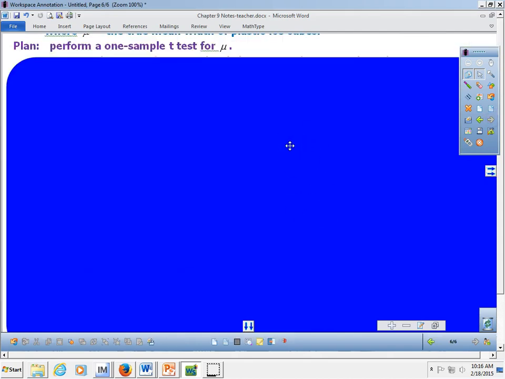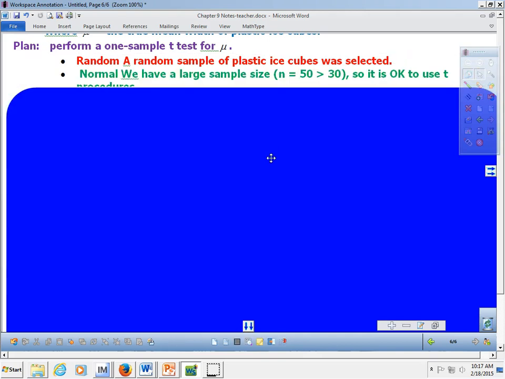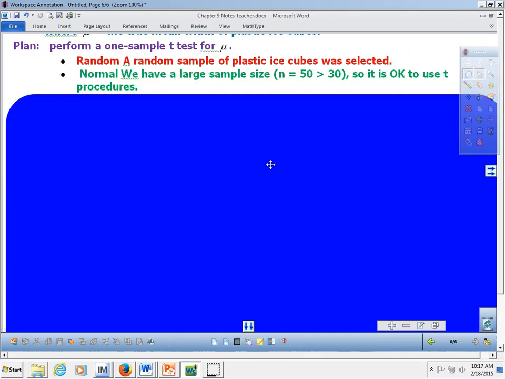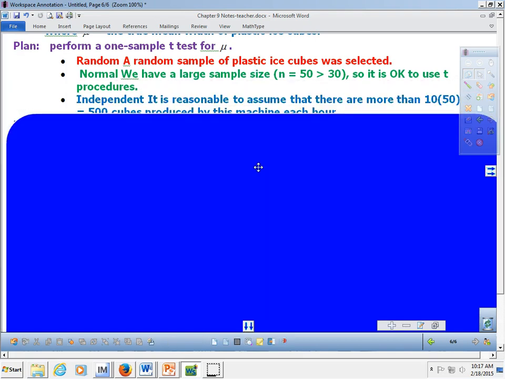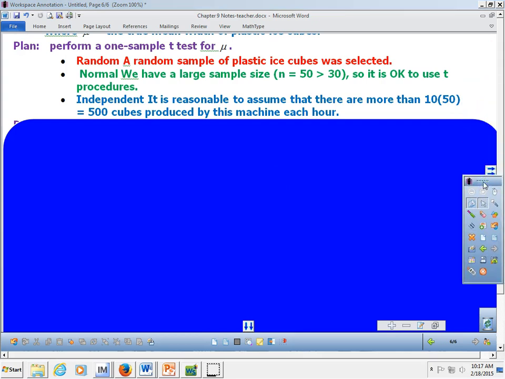Now, we're going to perform a one-sample t-test. We need our conditions, right? The data is coming from a random sample of plastic ice cubes. We don't know if the size of all the cubes is normally distributed, but we do know our sample size is bigger than 30, and so central limit theorem says it's okay to use t procedures. Okay? They're independent. It's reasonable to assume that there are more than 500 cubes produced by this machine each hour.